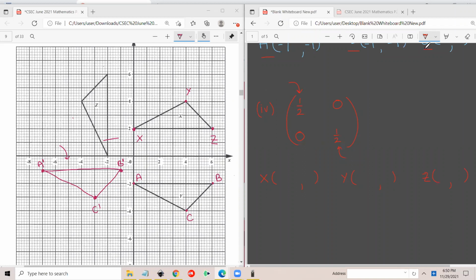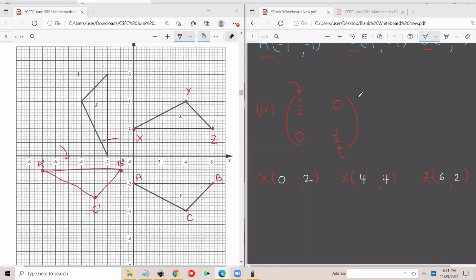Right, so people are putting answers. X looking like 0, 2. I'm sure that is 0, 2. Y looking like 4, 4. And Z looking like 6, 2. Right? Those are the coordinates of X, Y, and Z.